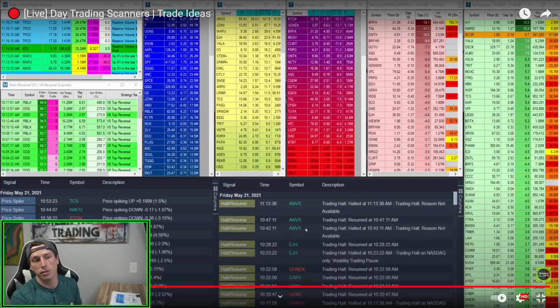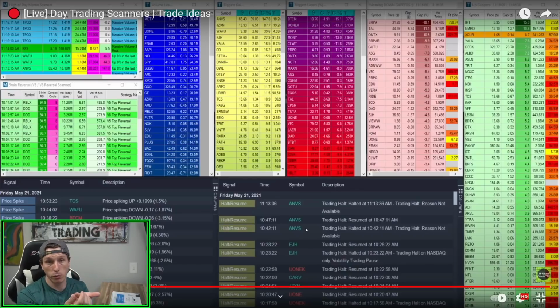So the halt resumption scanner is going to pick up stocks that are halted, currently not trading, or have just resumed trading after the halt, and generally they're going to be running on some sort of momentum, or they're halted because the stock has had an unexpected event where the news is breaking and things are just going nuts. So everything that comes across a halt and resumption scanner doesn't necessarily have to be good. It doesn't necessarily have to be bad.